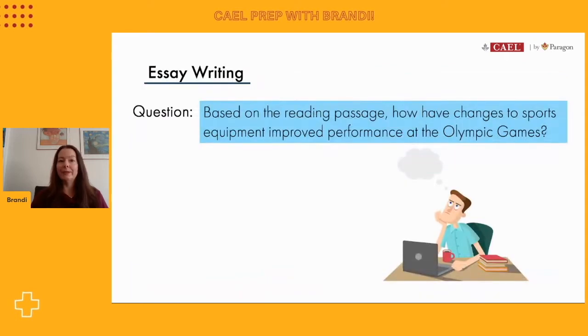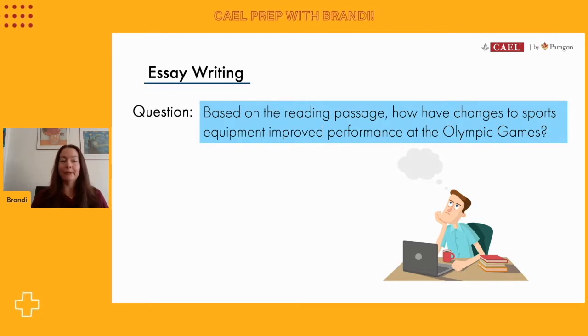So just again, to remind ourselves, this is the exact same question we have been working on over the past several episodes now. So it should be somewhat familiar, but I will read it out loud just to jog our own memories today. It says, based on the reading passage, how have changes to sports equipment improved performance at the Olympic Games?